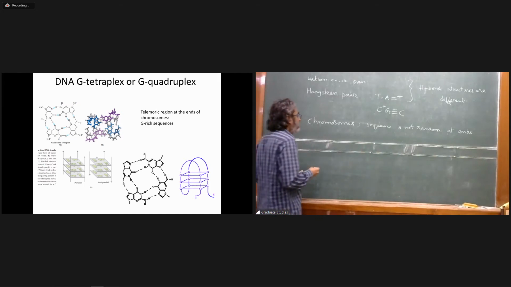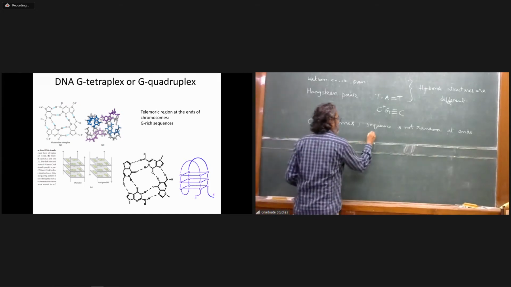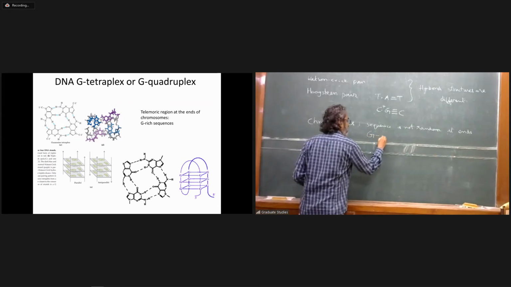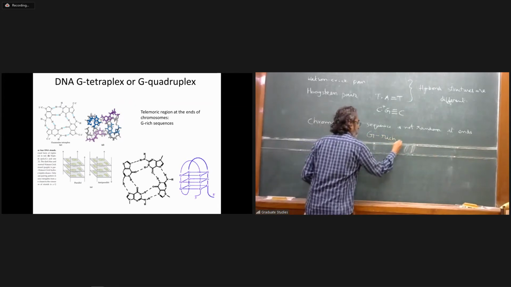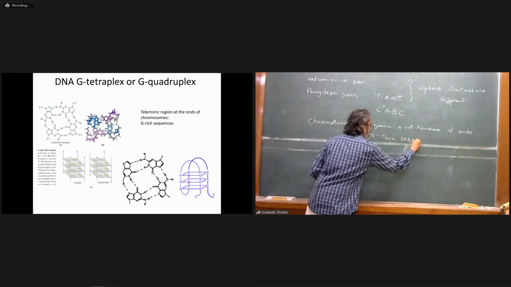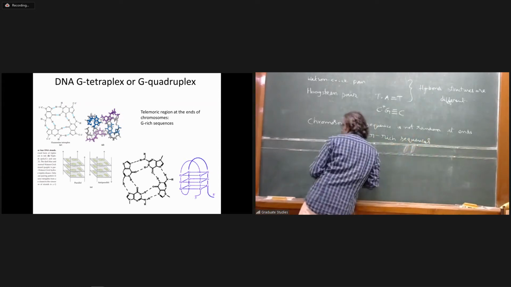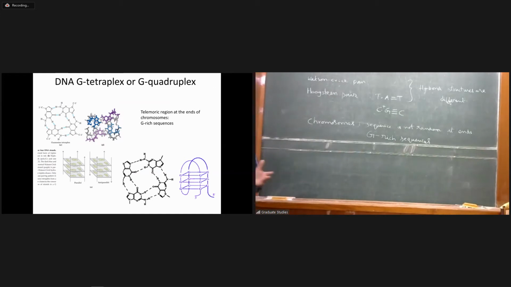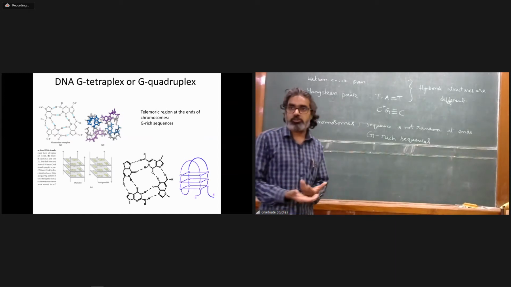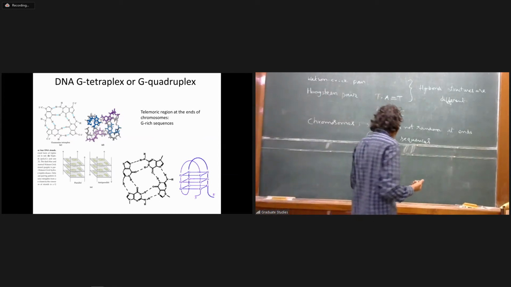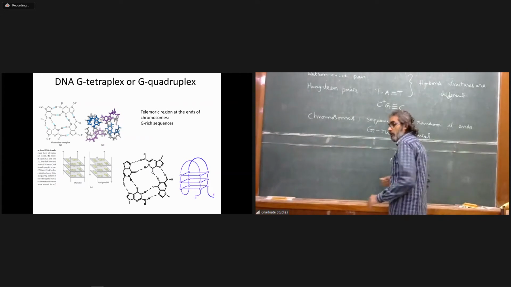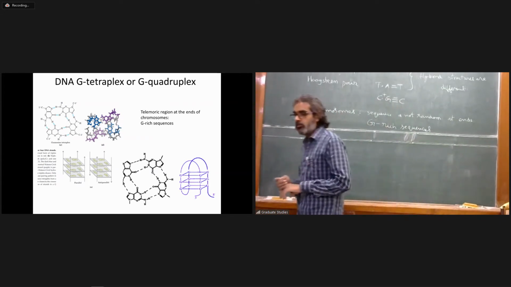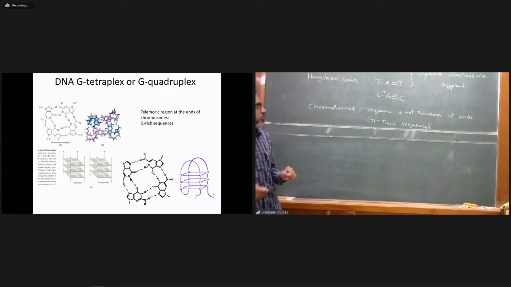One of the peculiarities we have found is that this is a guanosine-rich sequence. So these are G-rich sequences, and typically people found that these sequences themselves form structures, without having a complementary strand. Let's see what kind of structures they form.